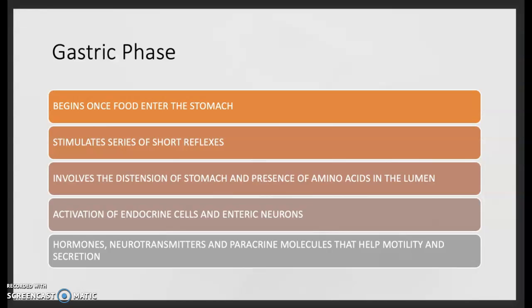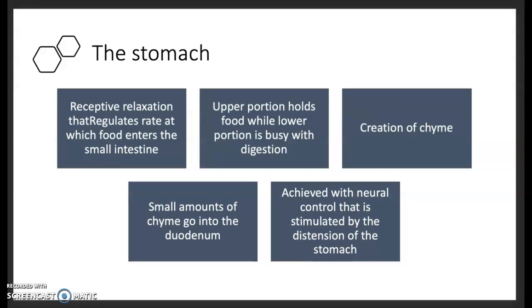So we're going to go into talking about the gastric phase. The gastric phase generally begins once the food enters the stomach. This stimulates a series of short reflexes. It involves the stomach becoming distended, in the presence of amino acids in the lumen. So you have activation of endocrine glands and enteric neurons, and then you have hormones, neurotransmitters, and paracrine molecules that help the motility and secretion of the stomach.